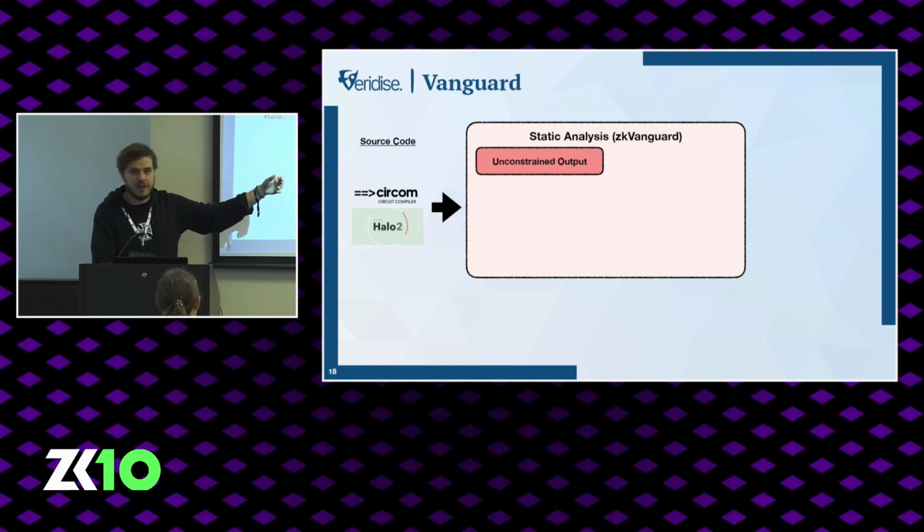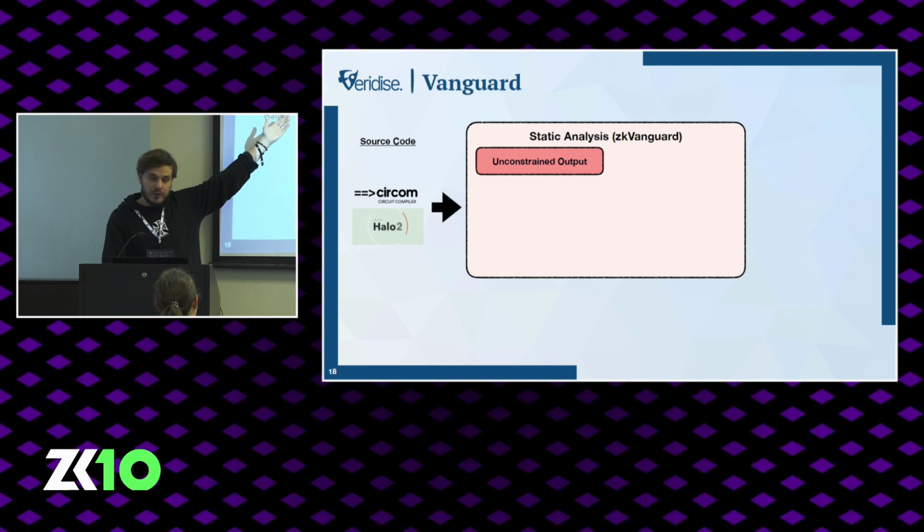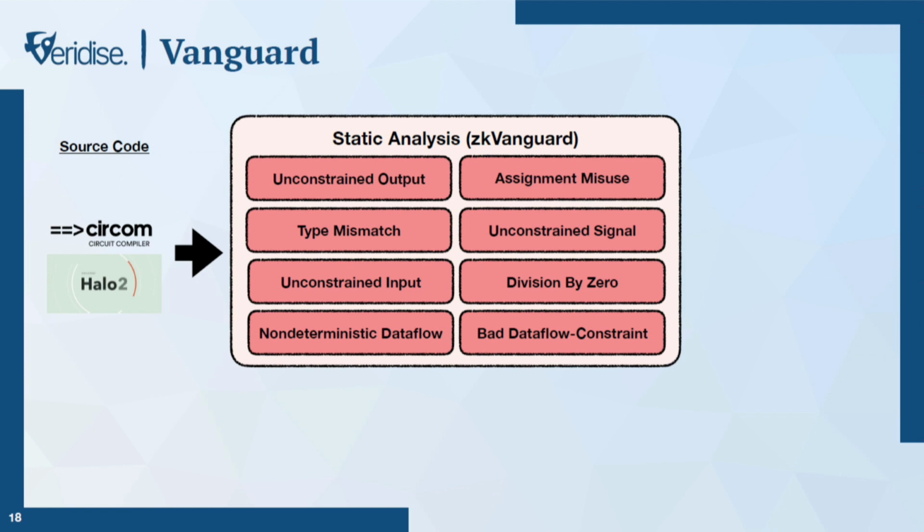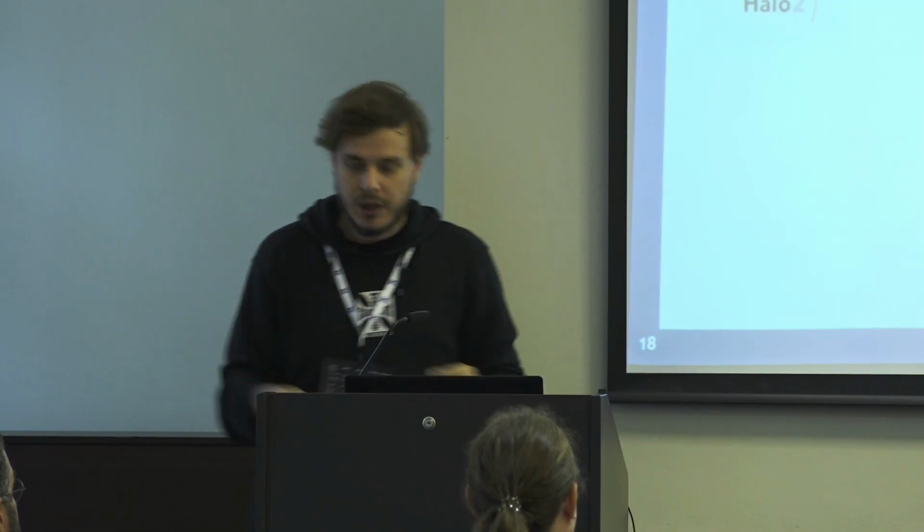It's just checking for some patterns or structures of the code, or heuristics in general. One is the unconstrained output I just mentioned, but we have a bunch more. I will talk about a few of them. And then we just get a report saying, hey, we detected this common pitfall that you may fall into.